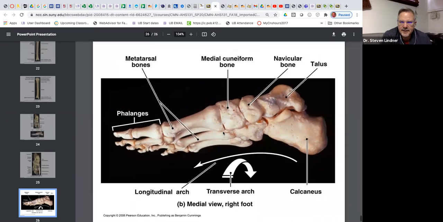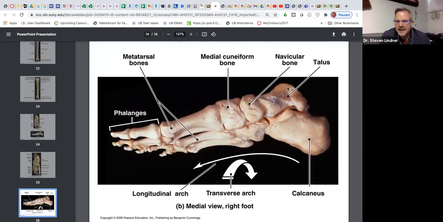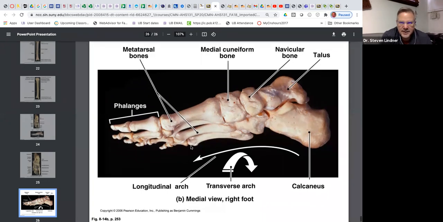And again, from the inside, here is the talus, the highest bone. Here's the calcaneus, which is your heel bone. On the inside, you could see the navicular and the first cuneiform, which is the medial cuneiform. First cuneiform articulates with the first metatarsal, and then proximal and distal phalange.